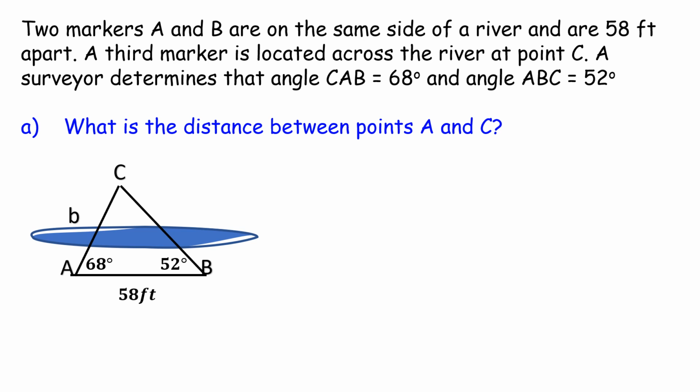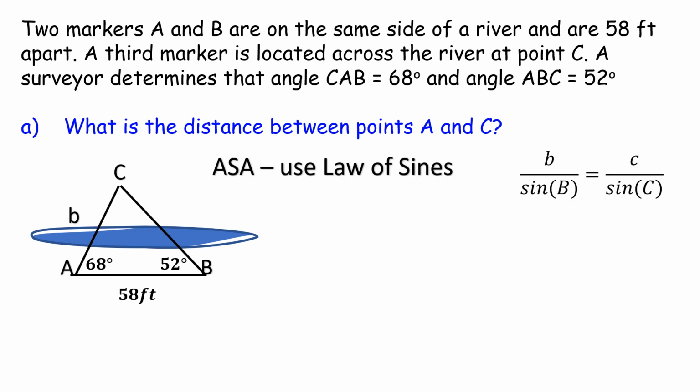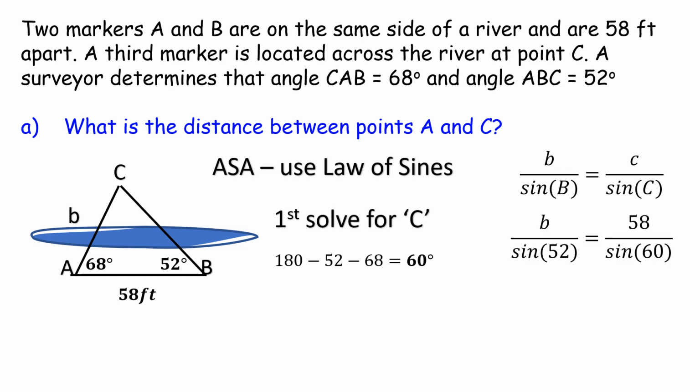And in this case, we're solving for side AC, that's side B. Here we go. Use law of sines. So B over sine of B will equal C over sine of angle C. I don't have sine angle C, darn. Okay, so that's easy. It's 180 minus 52 minus 68. We get the measure of angle C is 60 degrees. Now we can substitute that back in our formula.